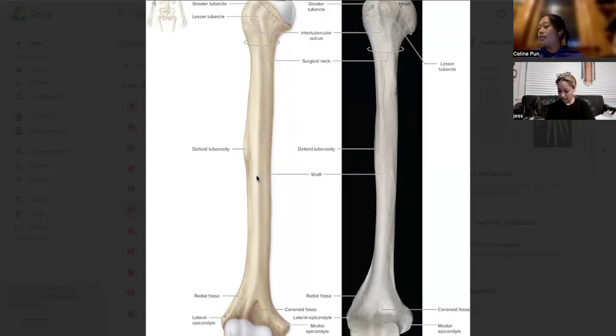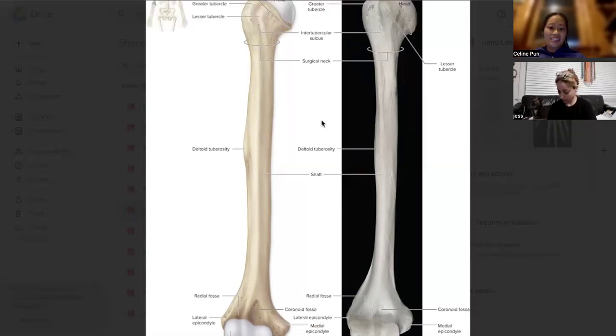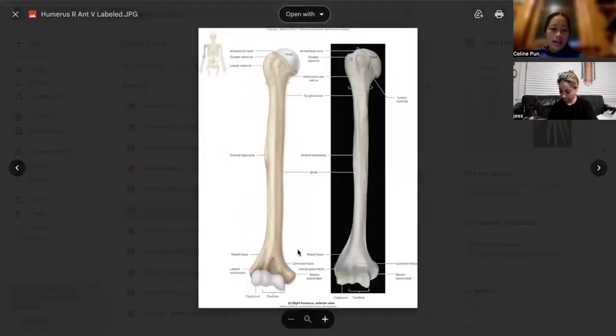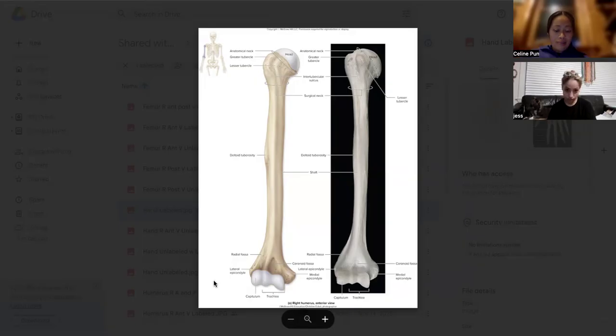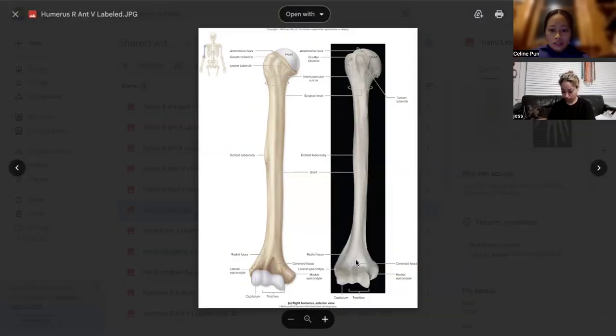Yeah, tuberosity means a rough projection. Could be small or large. It's different from a tubercle, even though they're both projections. Okay, and then at the bottom, there's the lateral epicondyle, and then there's a medial epicondyle. And those are based on directionality.